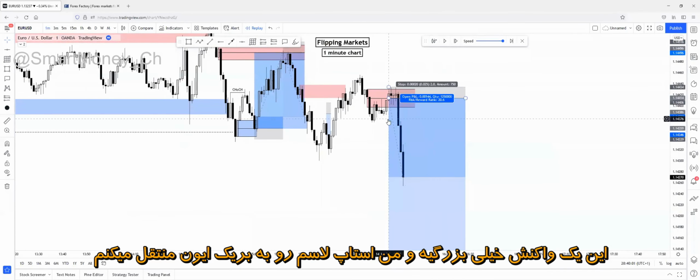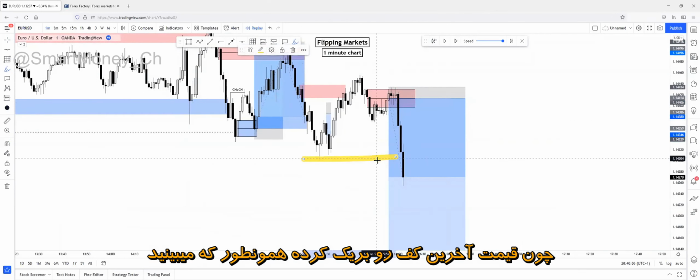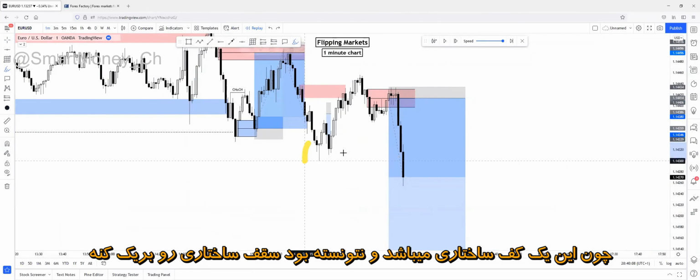It's just a huge reaction. Okay, I will set my stop loss to break even right now, because price just broke below the last structural low point, as you can see. Because this was a structural low point, it couldn't break above the last structural high point.